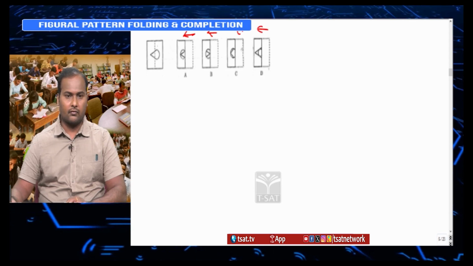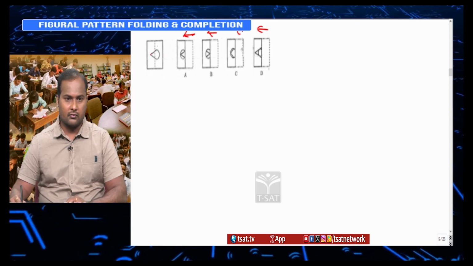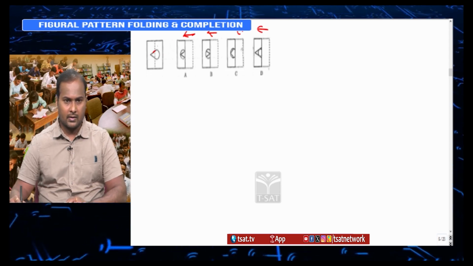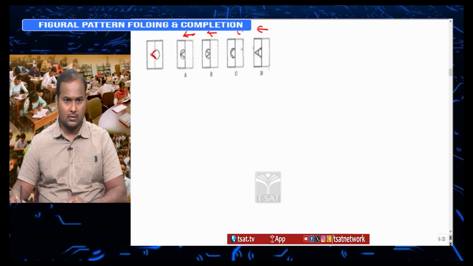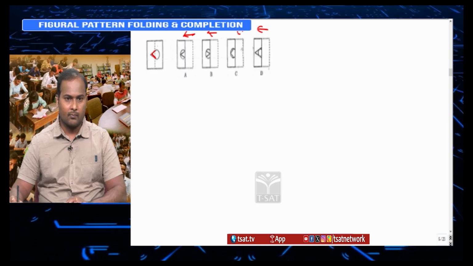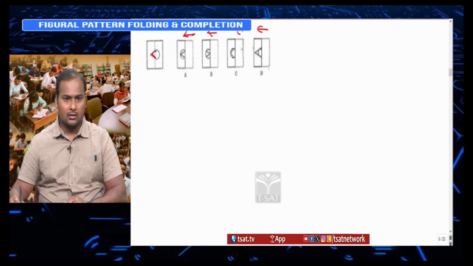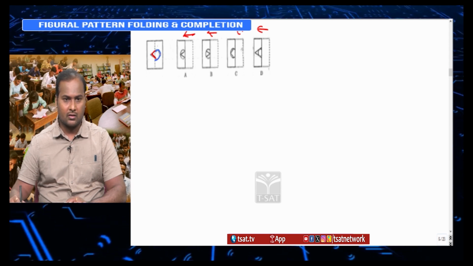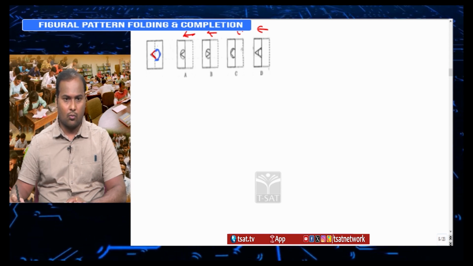So when you are folding from right to left, which one will be the constant which will not move? See here, this line will not move. This line will not move. It will be as it is. And which one is going to be overlapped? The blue line that I am drawing, this blue line is going to be overlapped.